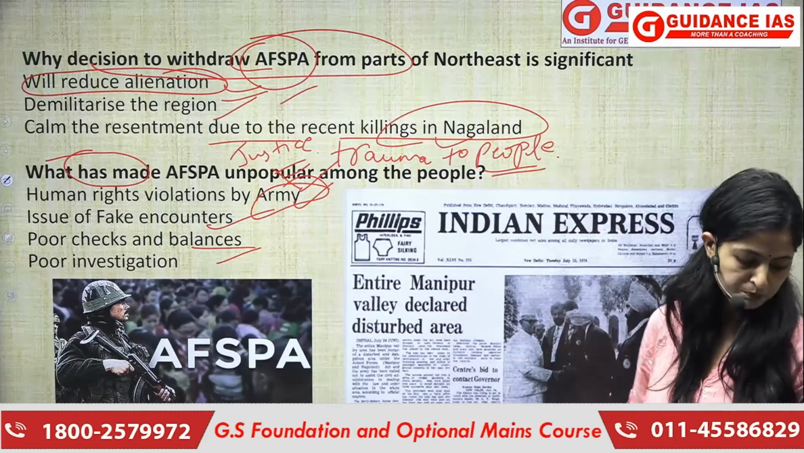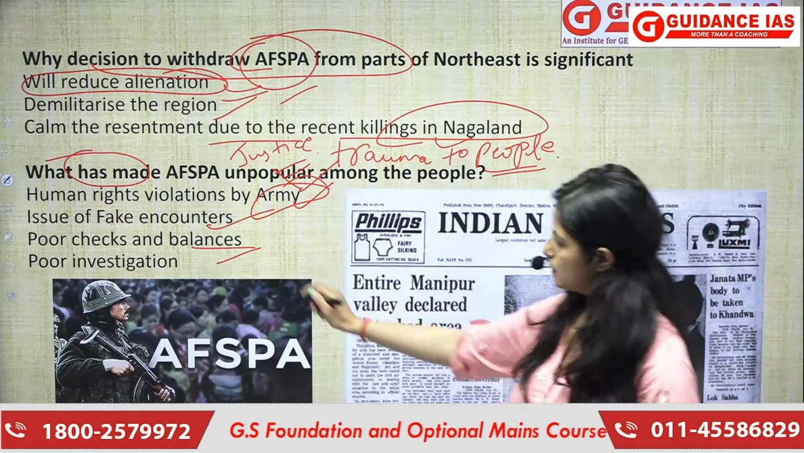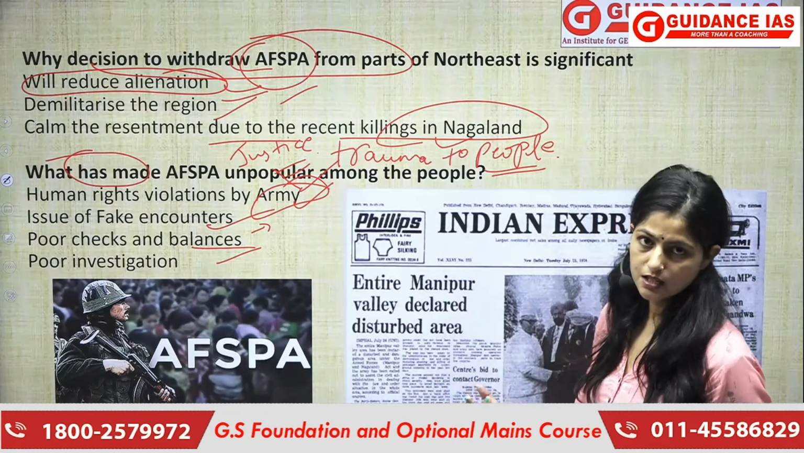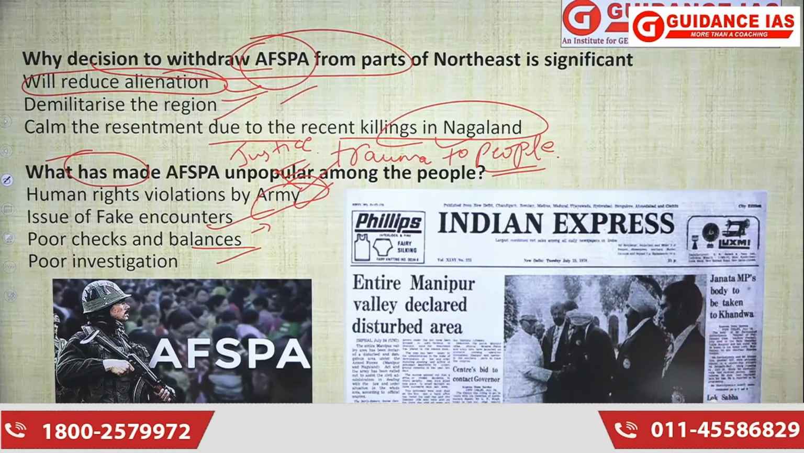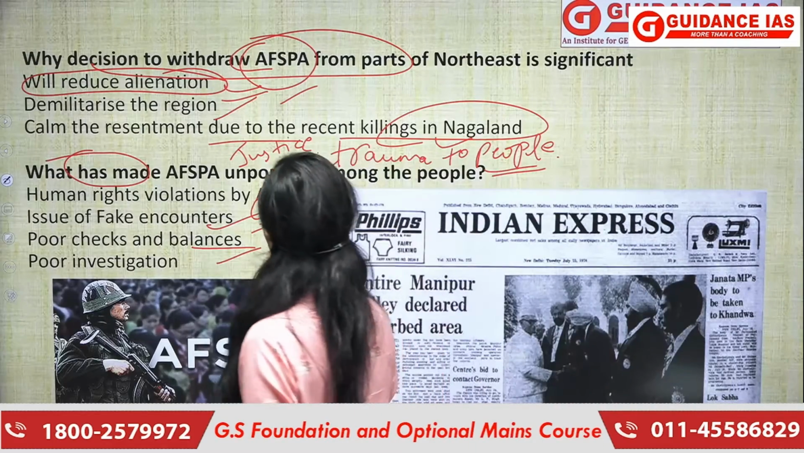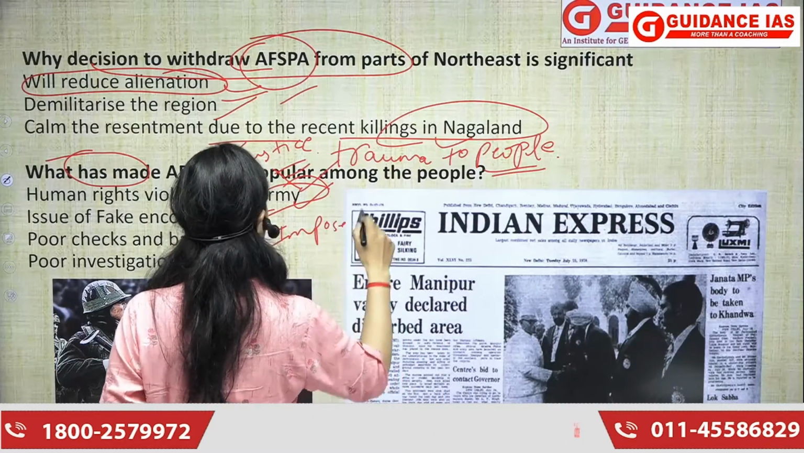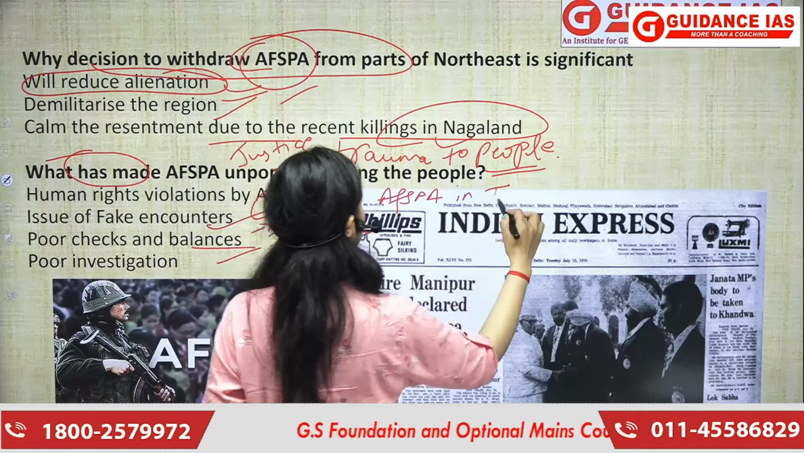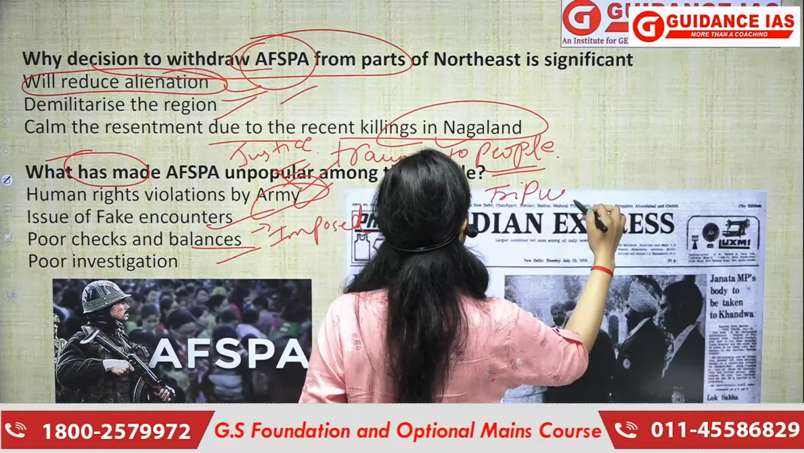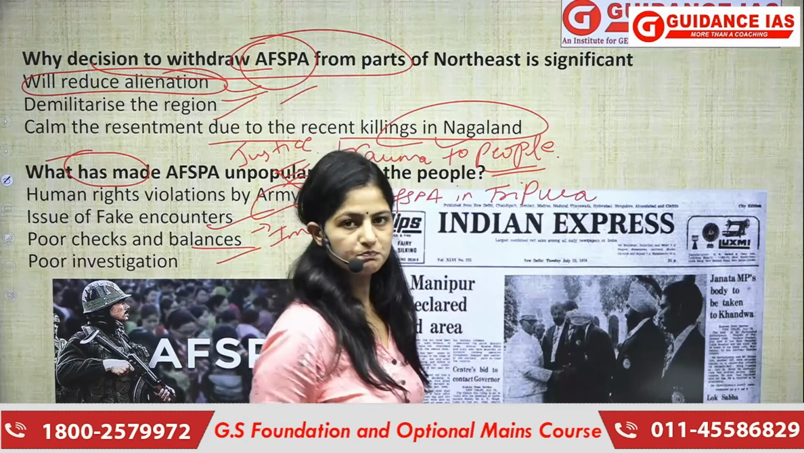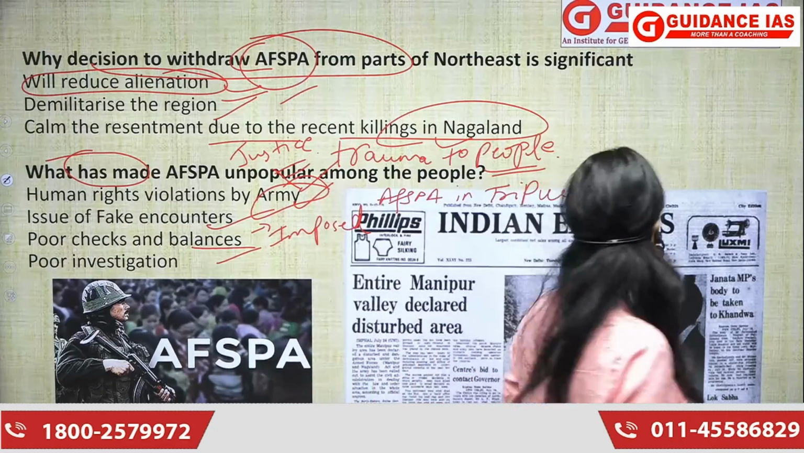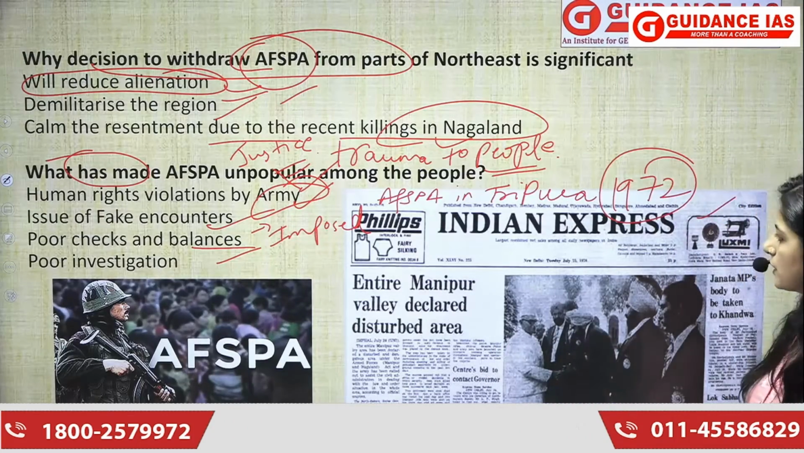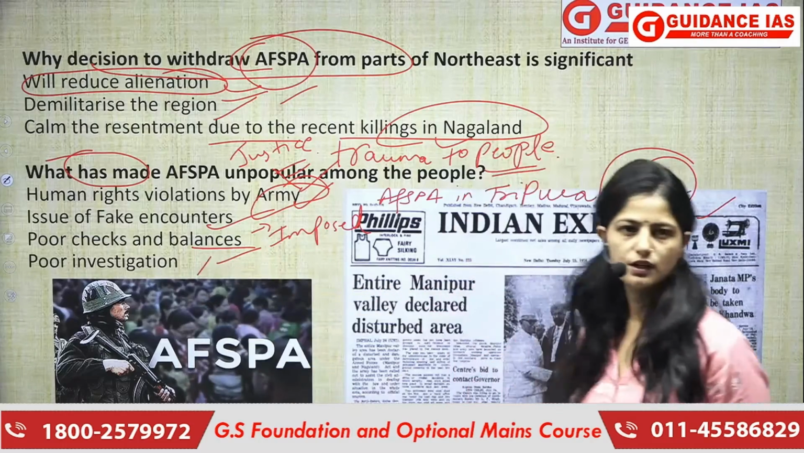Like for example, the center once overruled this thing wherein the center had to consult with the state government, and then the center imposed AFSPA in Tripura. This was the example when the center overruled this law which was given, and I'm talking about the year 1972, and definitely there is a poor investigation of the entire issue.